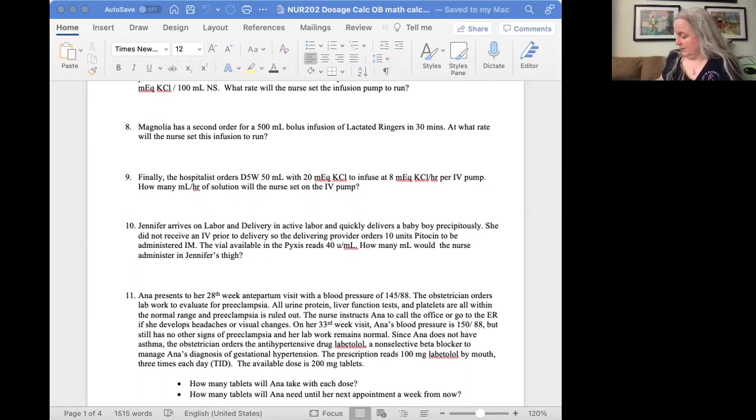Number 9. For number 9, the hospitalist orders D5W 50 mLs with 20 milliequivalents of potassium to infuse at 8 milliequivalents potassium per hour on the IV pump. How many milliliters per hour of solution will the nurse set the IV pump? So for this, we can use the want over have.